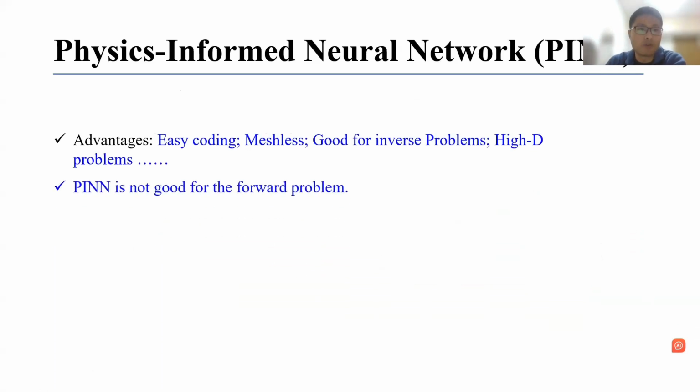For PINN, we all know it has some advantages. For example, it is very easy to code. It is very friendly for students, even for undergraduate students. And it is a mesh-free method. Actually, what I like most about PINN is that it is very good for inverse problems. I think this is one of the main advantages of using PINN for solving inverse problems. Another advantage comes from neural networks and deep learning: it can solve high dimensional problems.